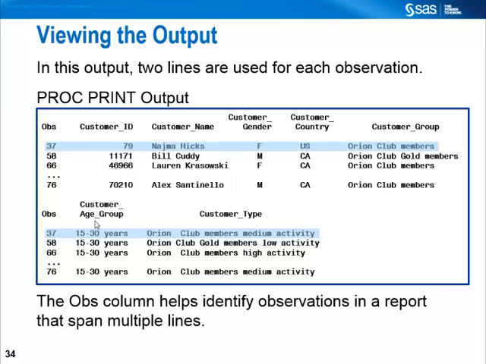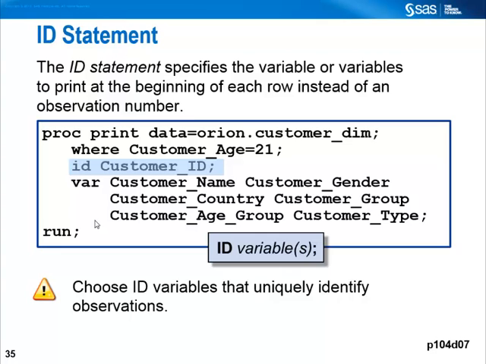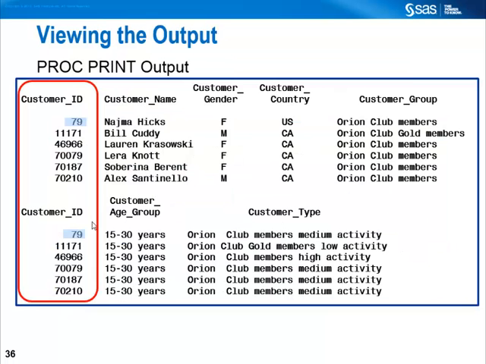The ID columns help identify observations in a report that spans multiple lines. The ID statement specifies the variable or variables to print at the beginning of each row instead of the observation number. So proc print data equals orient.customers_dim, where customer age equals 21, ID customer ID. But we did not use the customer ID variable in the var statement. When we see the output, the customer ID has replaced the OBS column, and this is acting as an identifying column.